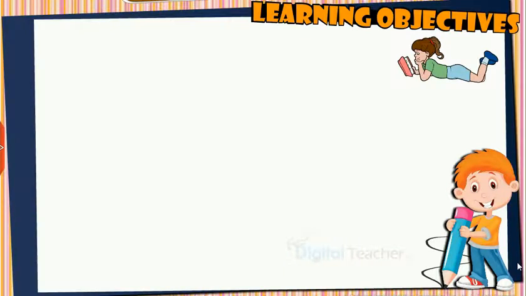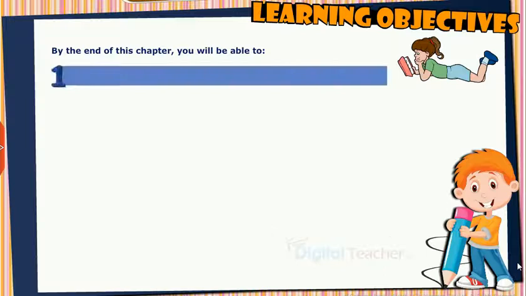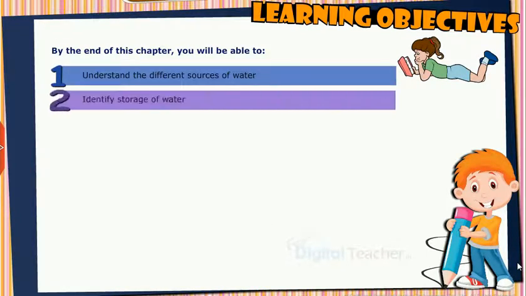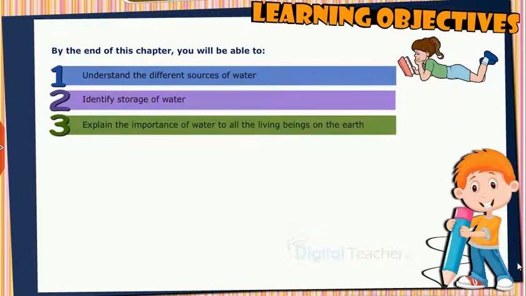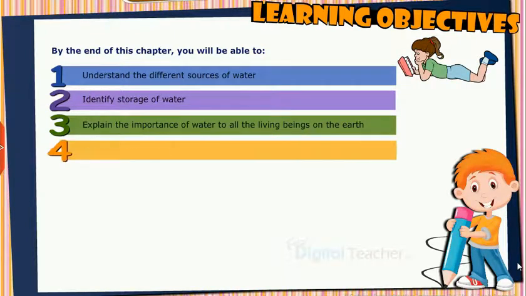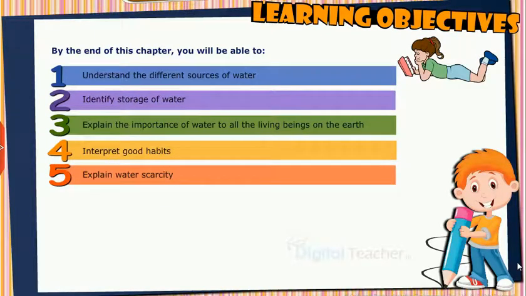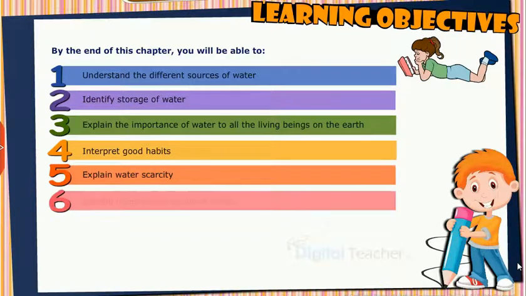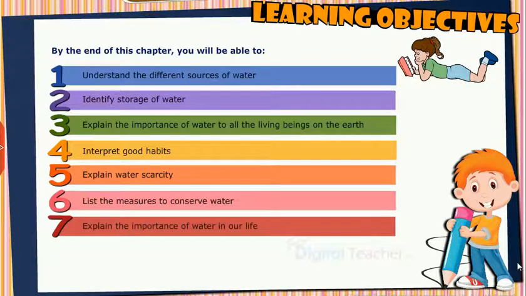Learning objectives. By the end of this chapter, you will be able to understand the different sources of water, identify storage of water, explain the importance of water to all the living beings on the earth, interpret good habits, explain water scarcity, list the measures to conserve water, explain the importance of water in our life.